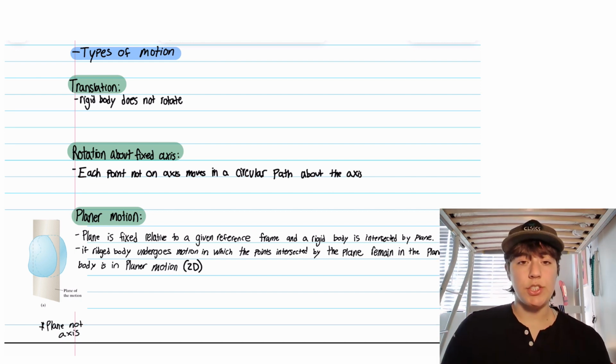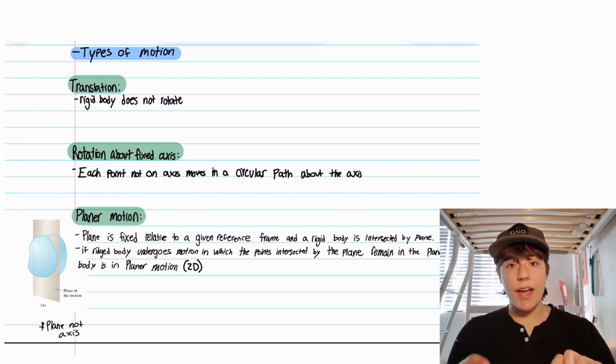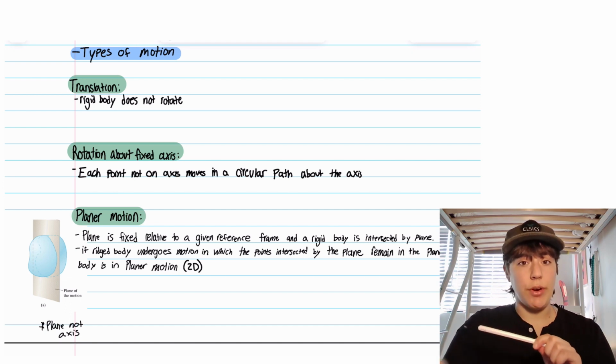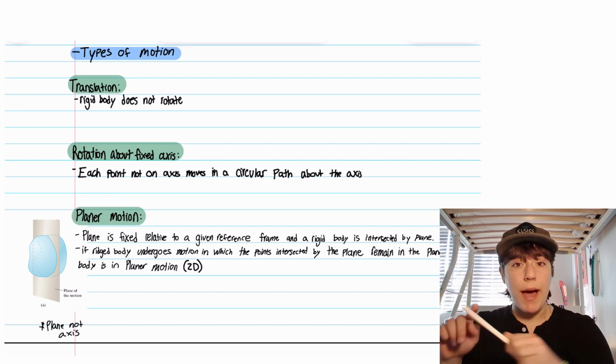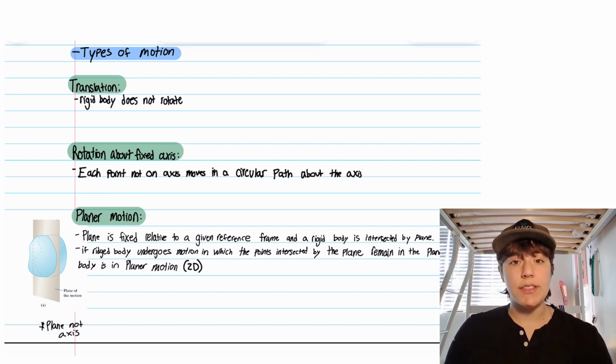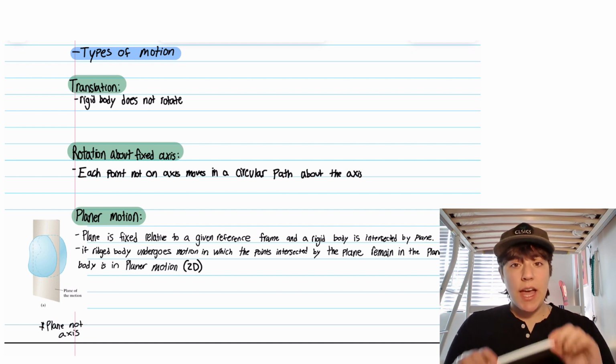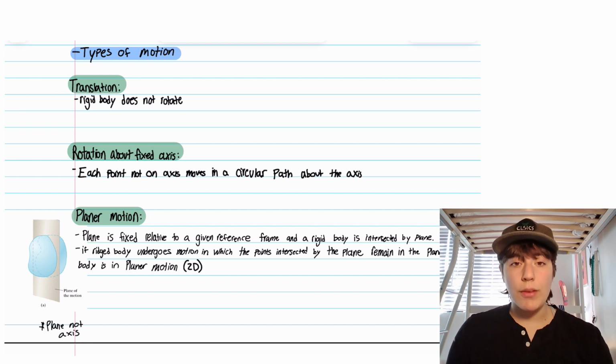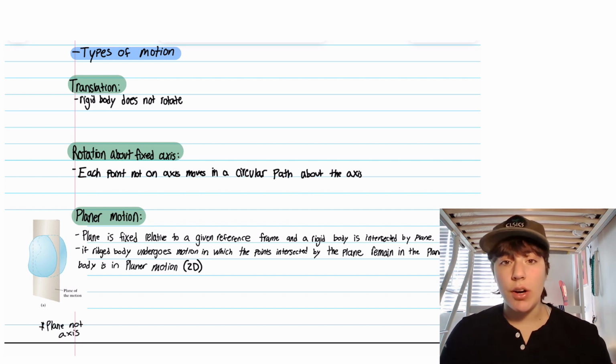So what is rotation about a fixed axis? If I have a point in my rigid body and I draw an axis through it and it can rotate about that axis, that's rotation about a fixed axis. Every point on this object rotates in a circle around the origin with constant radius r.